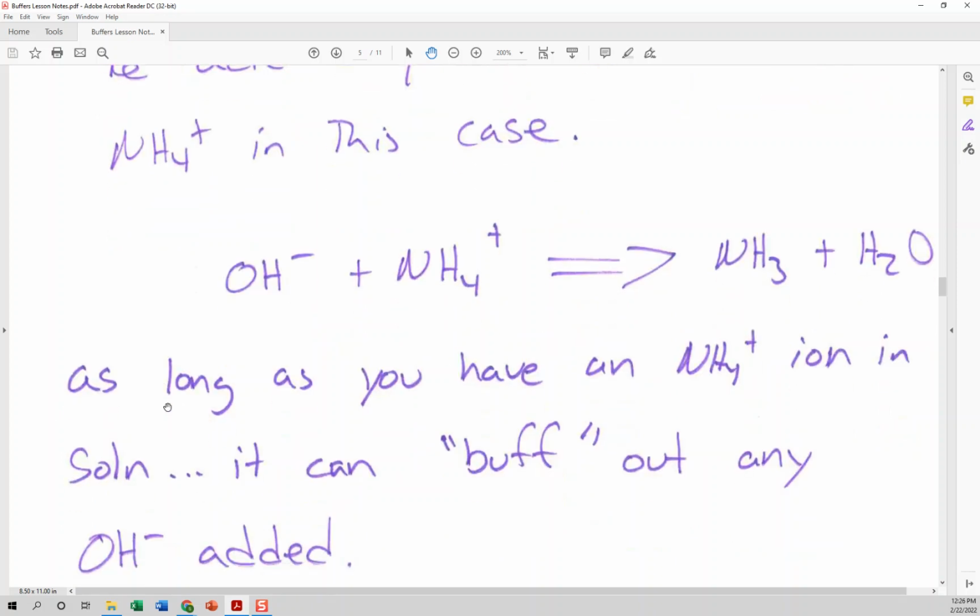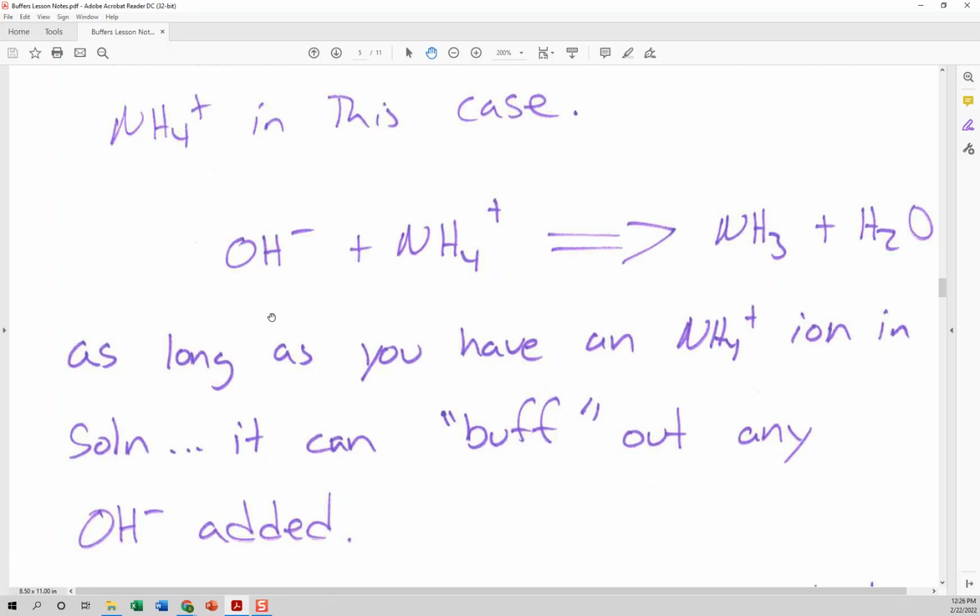And so think about it this way. If you add strong base to your buffer system, the buffer is going to take out the strong base you added, OH minus in this case, and replace it with weak base, ammonia in this case. It's going to buff it out, okay? So as long as you have ammonium ions in that buffer solution, they'll take out any hydroxide that you add. And this reaction will just go to completion until you run out of ammonium, okay?